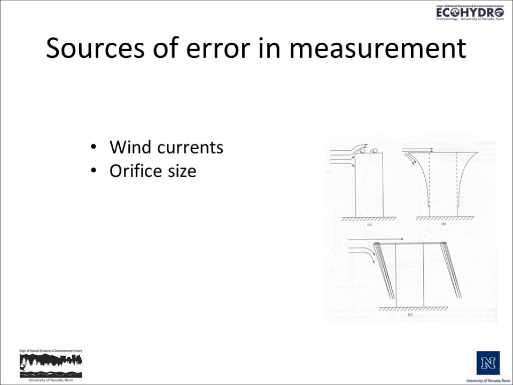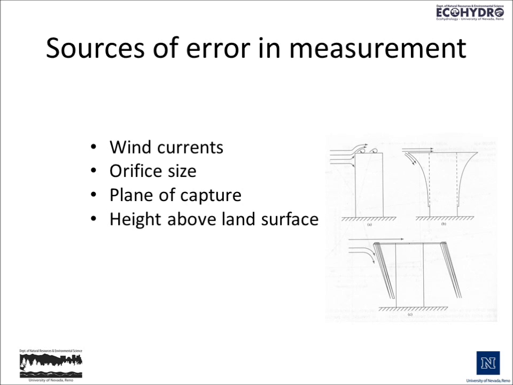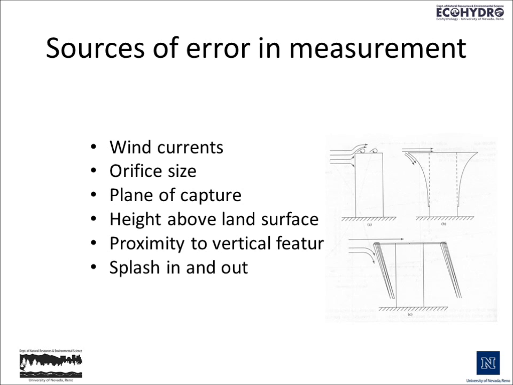Orifice size is very important. If the orifice on the top is too small, there's not sufficient area for water to enter. If it's too large, we have problems with evaporation. The plane of capture is very important as well. It should be parallel to the land surface, or level, so that the orifice that's presented has the maximum area. The height above the land surface is very important. Proximity to vertical features is very important. And splash in and out can create errors in measurement, as well as evaporation. Evaporation also creates errors in measurement. And vandalism. Vandalism can be an important way that data are lost and not recorded because of, for example, shooting or destruction of the station itself.